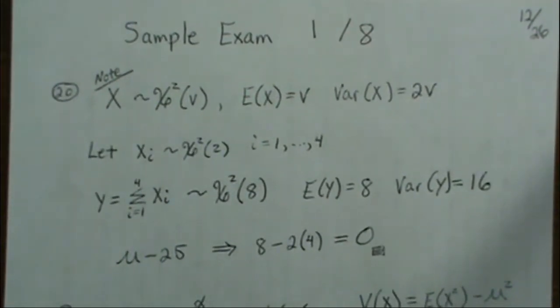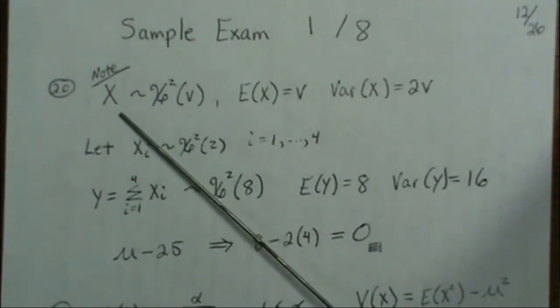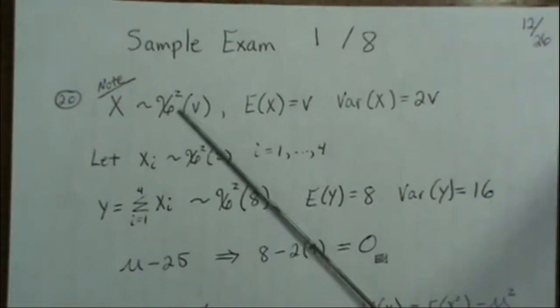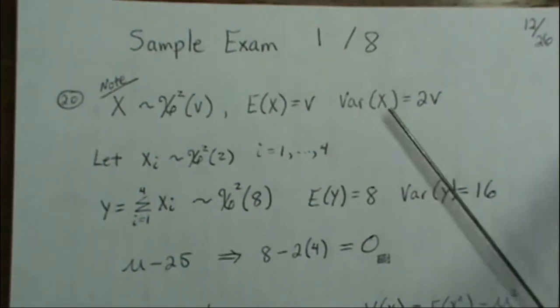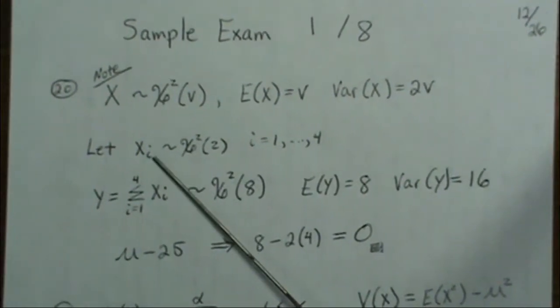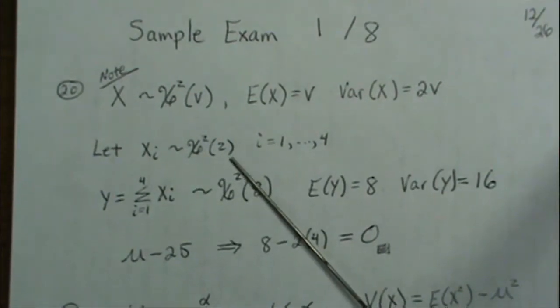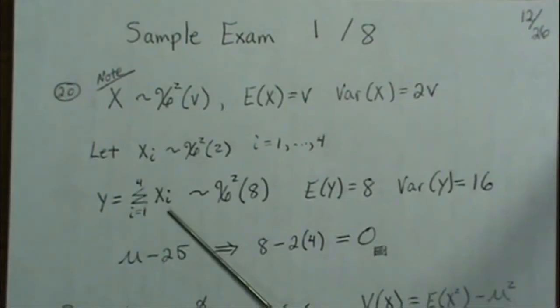So sample exam 1 of 8, problem 20. We want to find the lower 2 sigma point of the sum of the 4 variables. So notice first of all that if x is chi-squared with v degrees of freedom, the expected value of x is v, and the variance of x is 2v. So now let's let X_i be a chi-square with 2 degrees of freedom, and that's given in the problem. Let's let Y be their sum from 1 to 4.